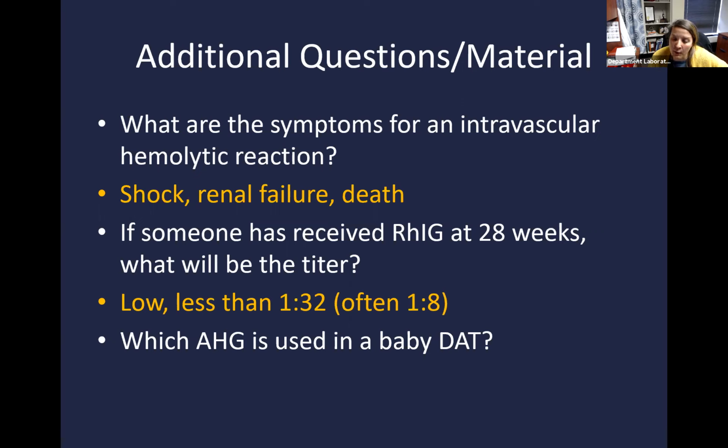And then remember, when we do a DAT on a baby, we will use polyspecific AHG, just because mom's maternal ABO antibodies have the capability to be IgG, and we also want to be able to detect activation of complement as well. So we want to use polyspecific AHG.